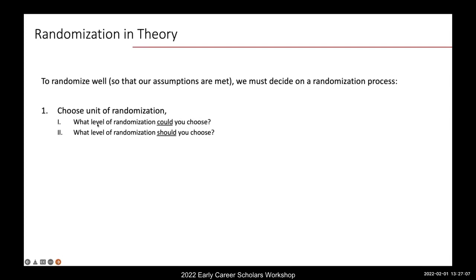And those typically have two levels of decision making that we have to take into consideration. The first one is, what level of randomization can we actually choose? Okay, what levels of randomization are available? The second one is, what level of randomization should we choose from a design perspective?